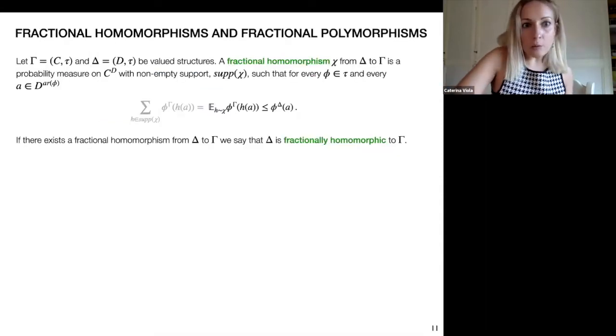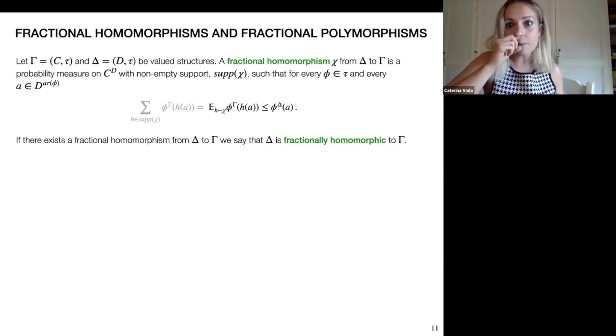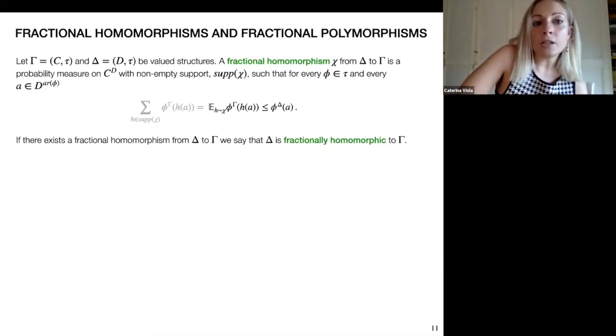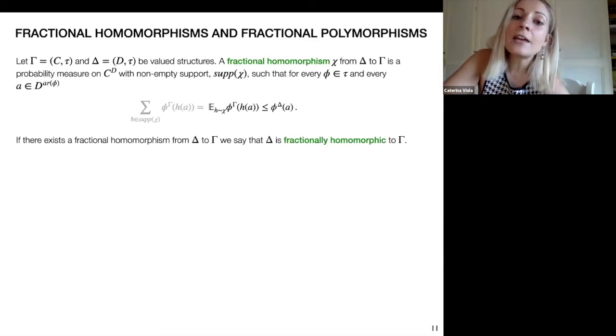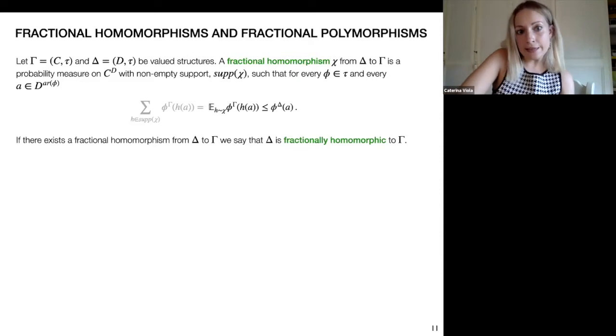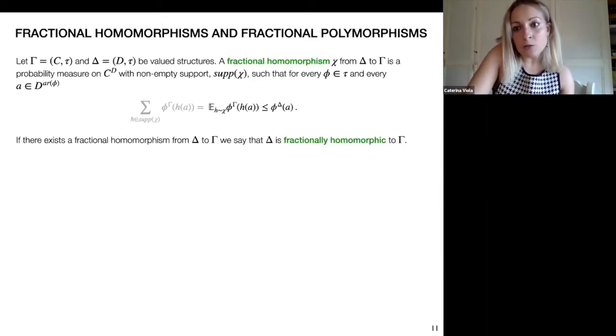Okay, so now I can tell you what is a fractional homomorphism. Assume that we have two valued structures, gamma and delta, with domains C and D respectively, over the same set of cost functions tau. A fractional homomorphism from delta to gamma is a probability measure chi on the set of maps from D to C with non-empty support, and such that for every cost function phi from tau and every tuple A from D to the arity of phi, we have that the expectation of phi of h applied to A in gamma, where h is distributed according to chi, is at most the value of phi of A in delta. If there exists a fractional homomorphism from delta to gamma, we say that delta is fractionally homomorphic to gamma.